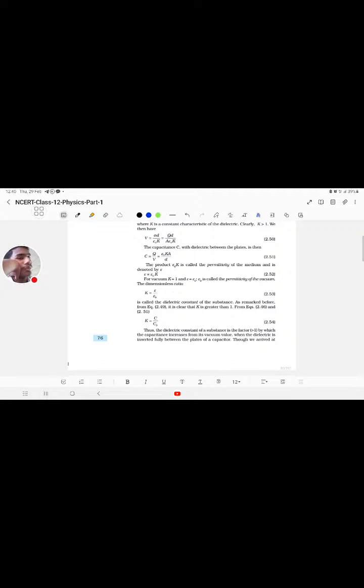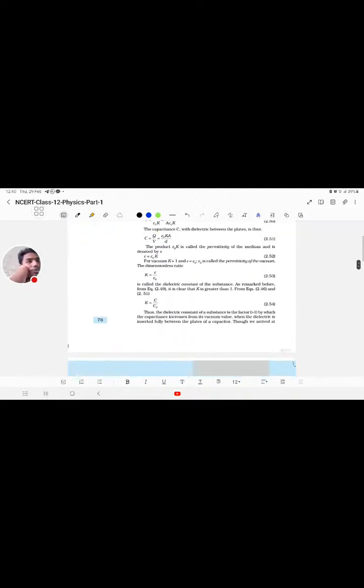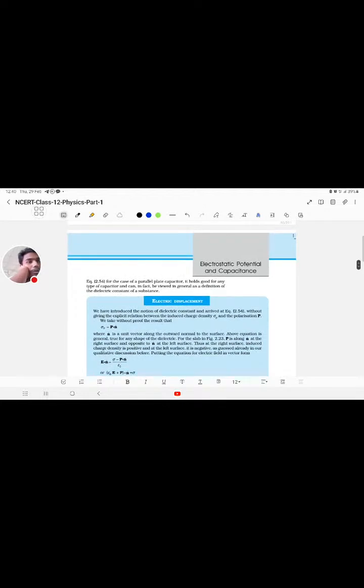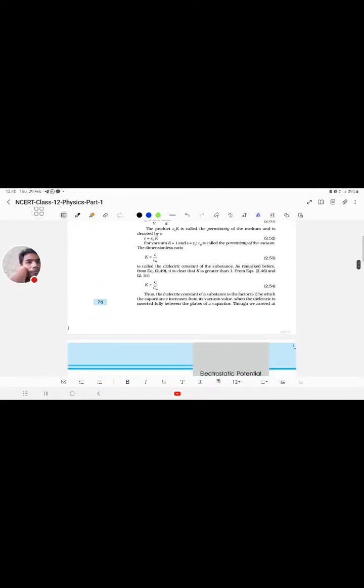From 2.46 and 2.41, K is equal to C by C naught. Thus, the dielectric constant of the substance is the factor greater than 1 by which the capacitance increases from its vacuum value when the dielectric is inserted fully between the plates of the capacitor. So, we arrived at equation 2.54. For the case of parallel plate capacitor, it holds true for any type of capacitor and can in fact be viewed in general as a definition for the dielectric constant of a substance.